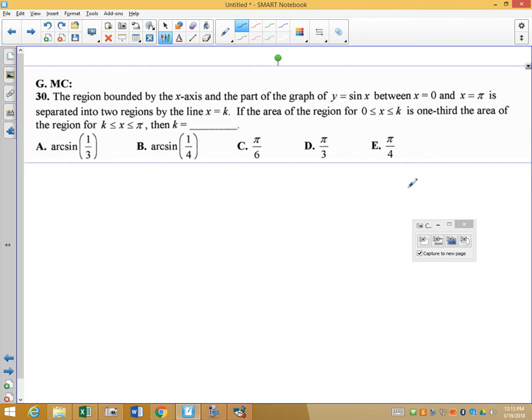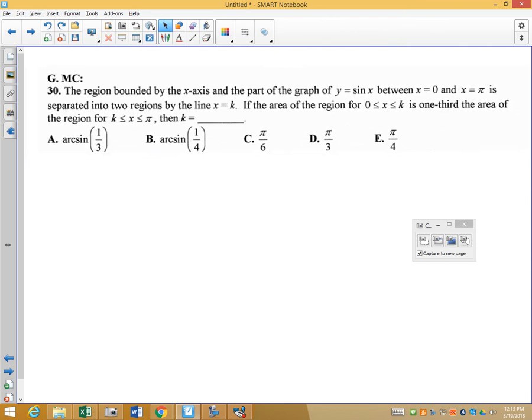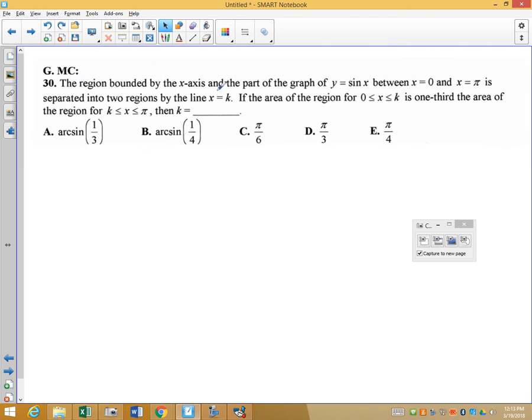Okay, so 30. Region bounded by the x-axis and the part of the graph of sine x between 0 and pi. So what does sine x look like between 0 and pi? Yeah, that's just like the first little hump. Right? So it comes up and does something like that. And here's pi. So we're looking at that part of the graph. I'm just going to erase that.